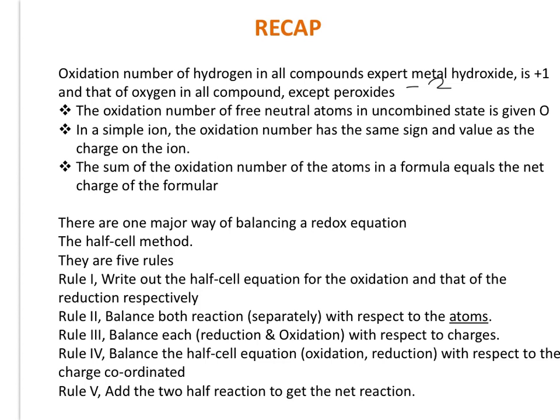And there are 2 major ways of balancing the redox equation: the half-cell method, which we discussed, and the oxidation number method. There are 5 rules in balancing a redox equation. First, you write out the half-cell equation for oxidation and reduction separately. Then you balance both reduction and oxidation with respect to atoms, after which you balance with respect to charges. Then you add the 2 half reactions to get the net reaction. With that, we come to the end of this section.